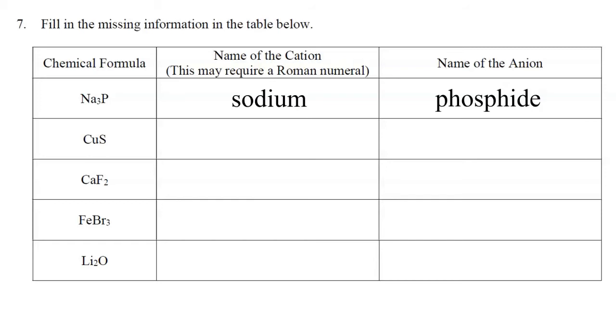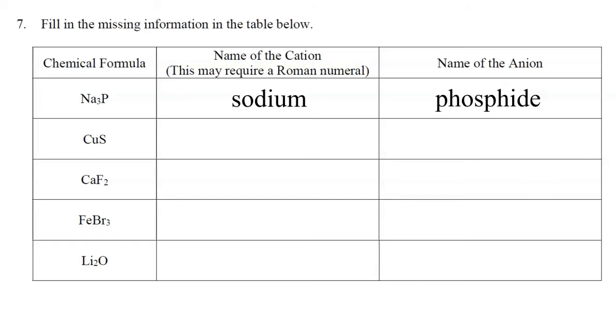For the next example, that's copper. Since copper is a transition metal and can have more than one possible charge, we have to put a Roman numeral in the name. So to figure out the charge on copper, we have to know the charge on sulfur.